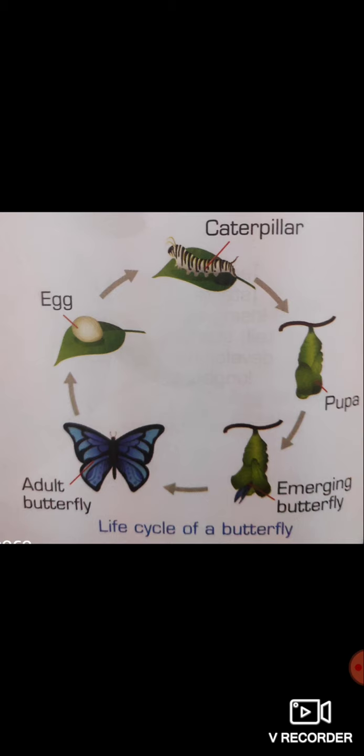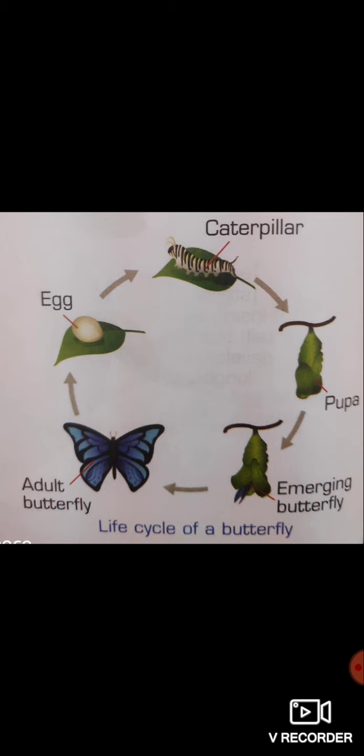After this stage, the last stage is the emerging butterfly. In this stage an adult butterfly breaks free and slowly comes out of its cocoon.